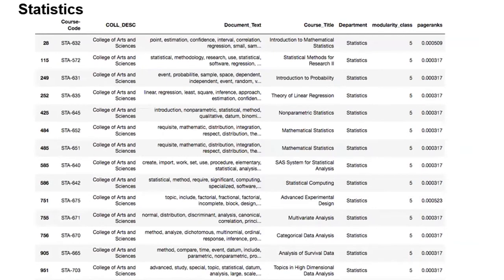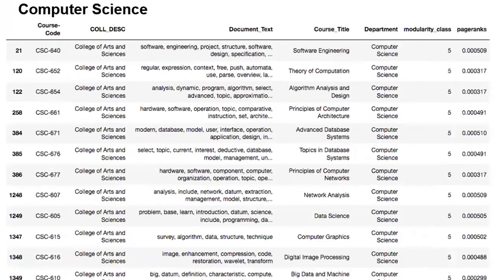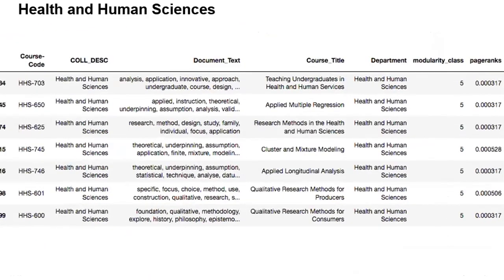And we are able to identify what courses are related to data science. So you can see that these are the course descriptions, and these are the course titles, which are most related to data science. From statistics, this is from educational research methodology. I'll give you a second to analyze this. And this is from computer science. And this is from health and human sciences.